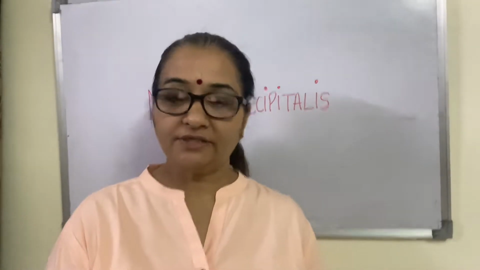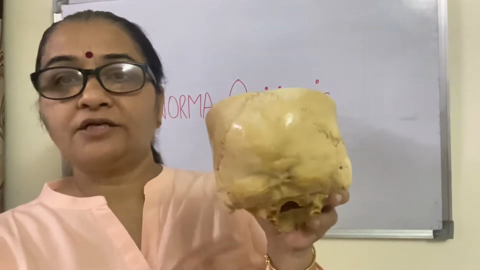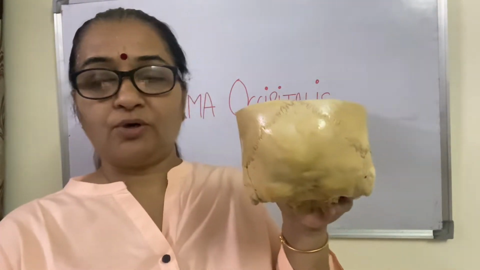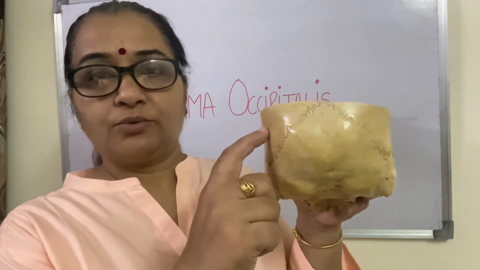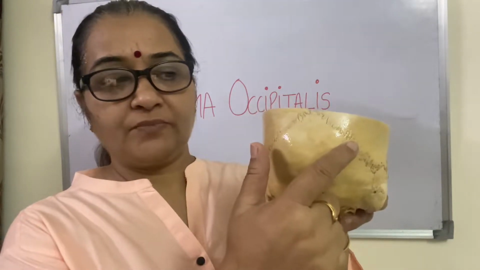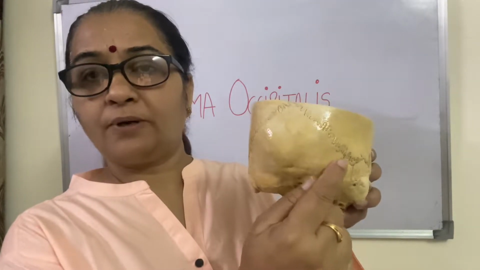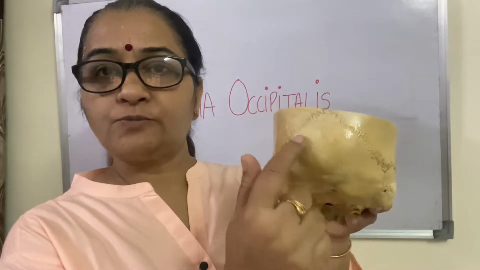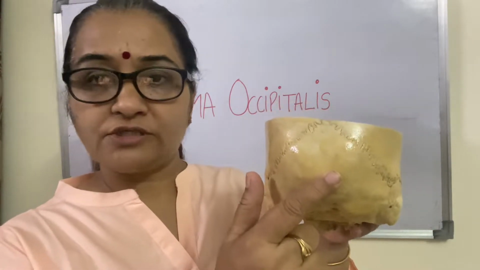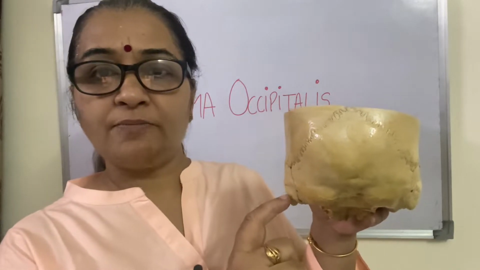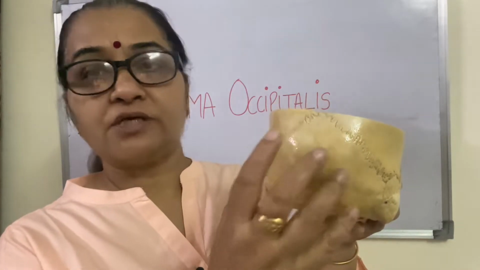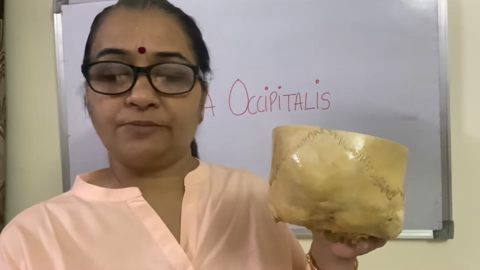Good morning students. Today we will discuss the Norma Occipitalis. So what are the different bones which are visible in the Norma Occipitalis? Two parietal bones, then the squamous part or upper part of the occipital bone. This smooth portion is part of the Norma Occipitalis. Then the mastoid part of the temporal bone. So these are the bones which are visible in Norma Occipitalis.